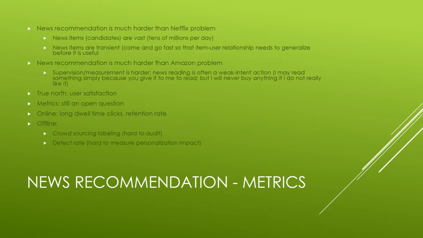If you compare news recommendation with the Amazon problem, I also believe news recommendation is harder. This is more subtle but more important. The Amazon problem is recommendation based on past purchases, and purchase is a very strong intent. When you make a purchase, you are very convinced. But in news reading, a click on a news document is a weak intent action. So that's much more noisy and less reliable.